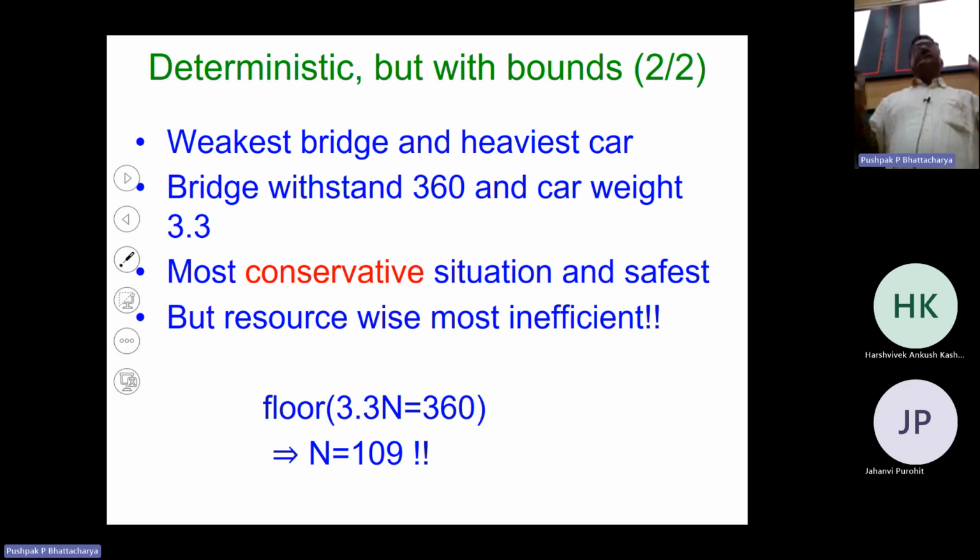Then if you want to play very safe, yes, but the facility will not be used. If you want to go completely liberal, then it will be unsafe. And these are the trade-offs we have to consider. Right. So you get the setting, right? You understand this whole setting.